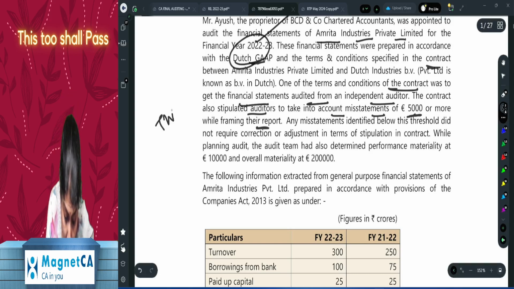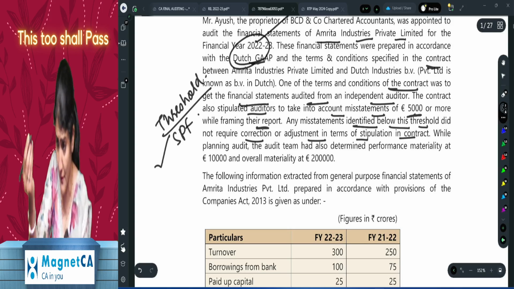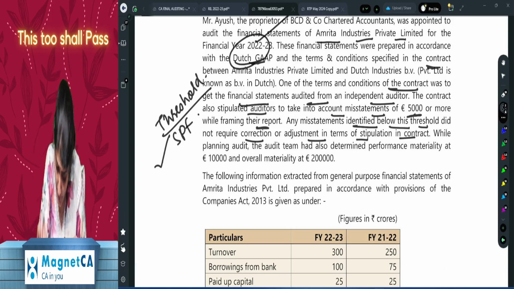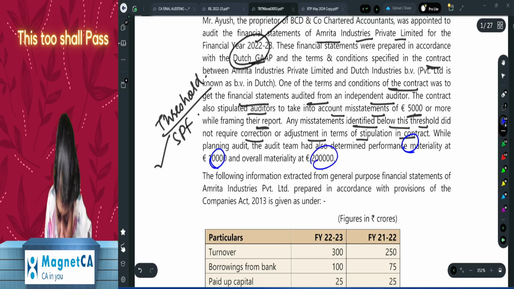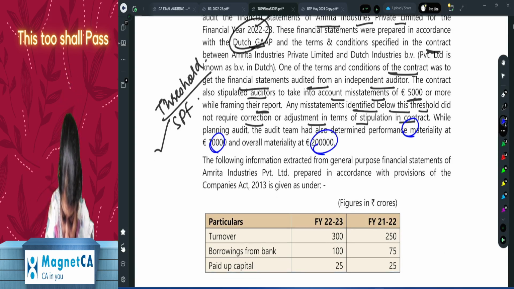So has the threshold of materiality been given in the special purpose framework? Yes. Now, any misstatements identified below this threshold do not require correction or adjustment in terms of the stipulation in the contract. While planning the audit, the auditor had also determined performance materiality at 10,000 and overall materiality at 2 lakh. Okay, and then the following information has been given.